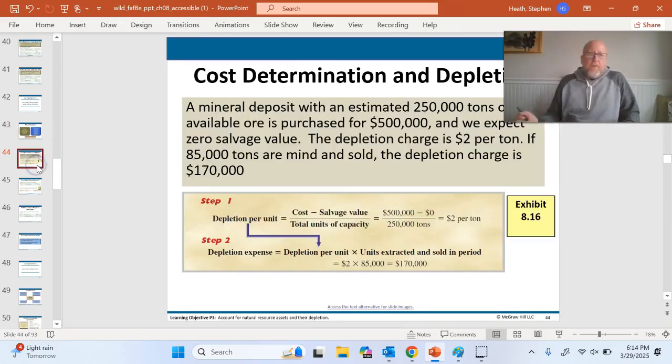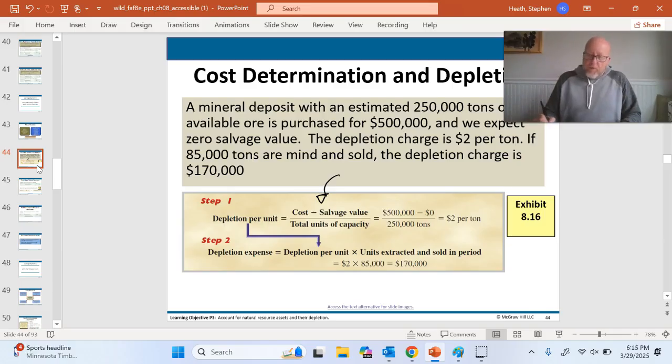Okay? So let's look at an example. A mineral deposit with an estimated 250,000 tons of available ore is purchased for 500,000. We expect zero salvage value. The depletion charge is $2 per ton, right? And we're getting $2 per ton by, again, using the units of production method. So it's cost minus the salvage value divided by all of the anticipated use over the life of this natural resource. And so we're talking about units of capacity.